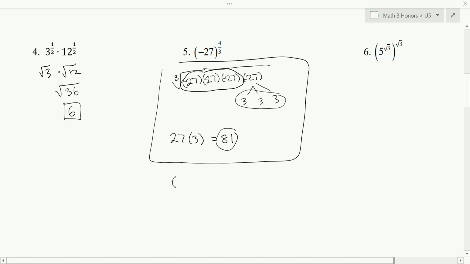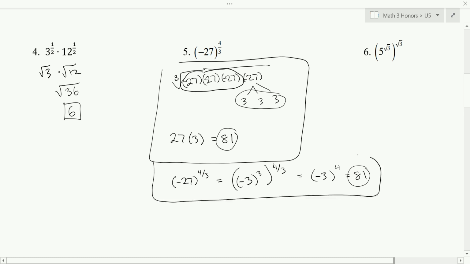Okay, so I'm going to rewrite it. I got negative 27 to the 4/3, and you change that to negative 3 to the 3rd to the 4/3. So we're just changing the negative 27 to negative 3 to the 3rd. Multiply those exponents, and you get negative 3 to the 4th, which would be positive 81.